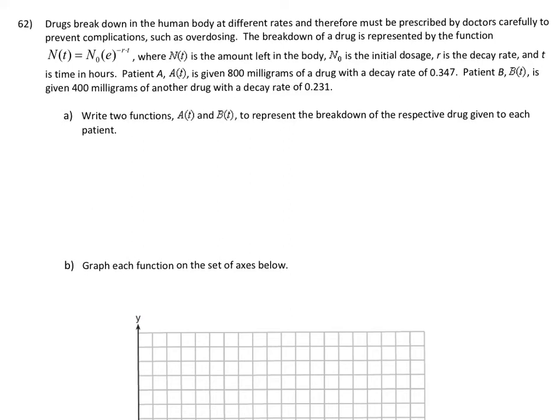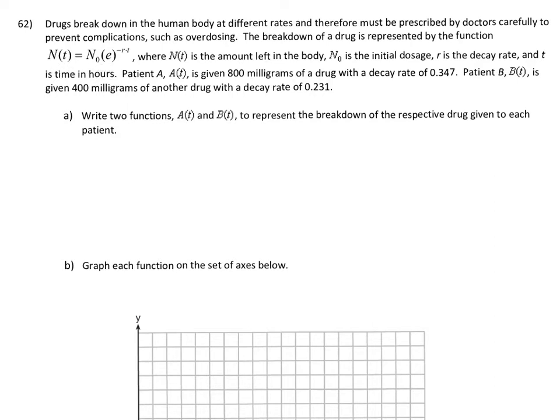If you can turn to page 24 in your packet, we're going to take a look at number 62. All right, so let's just read this together. It says, drugs break down in the human body at different rates and therefore must be prescribed by doctors carefully to prevent complications such as overdosing. The breakdown of a drug is represented by the function, and they give us this function right here.